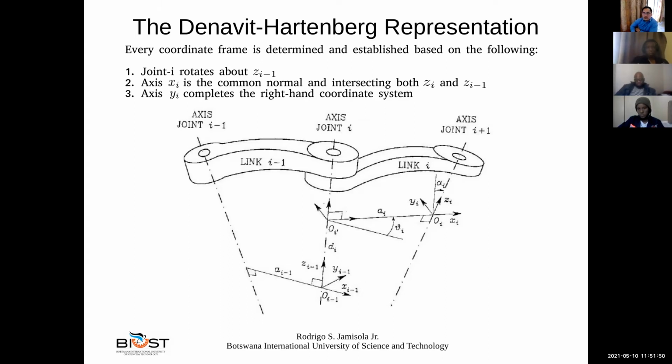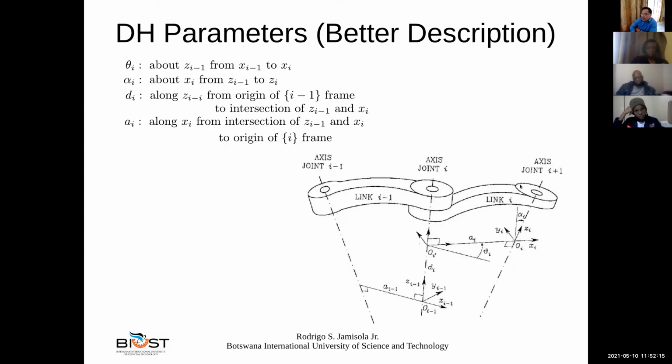Okay, so now this is the way we assign frames. This is a convention on how to assign frames for any joint. So this is joint i-1 and joint i, or you can put joint 0 and joint 1, and this is joint 2. This is how we define the frame, how we orient the frames for each joint. And then this is how we are going to define 4 parameters.